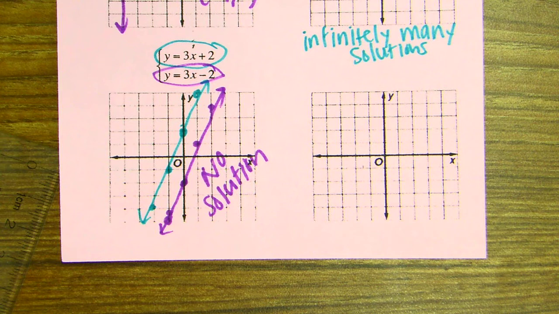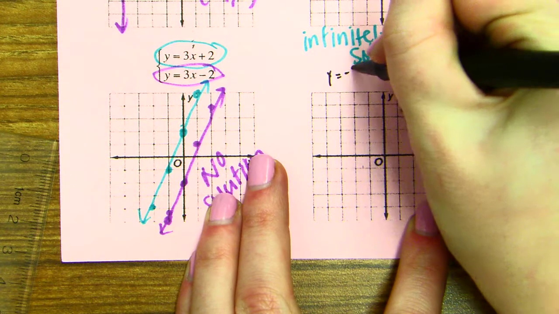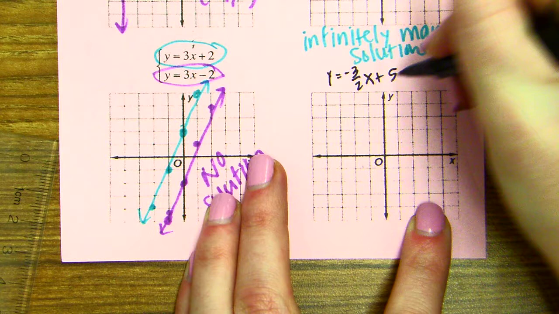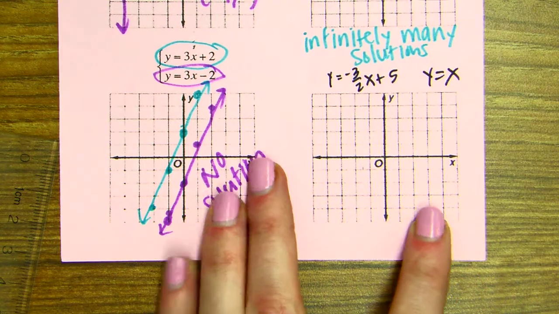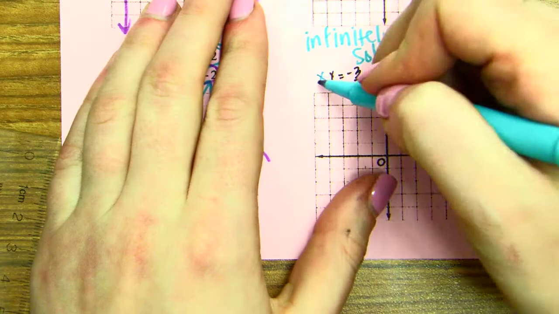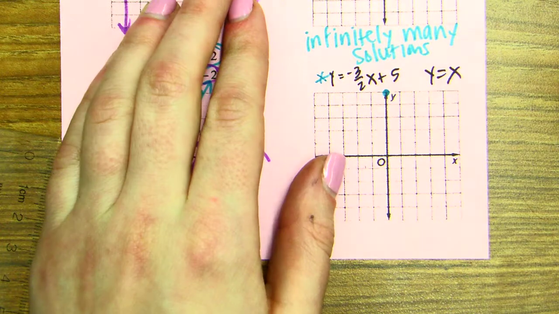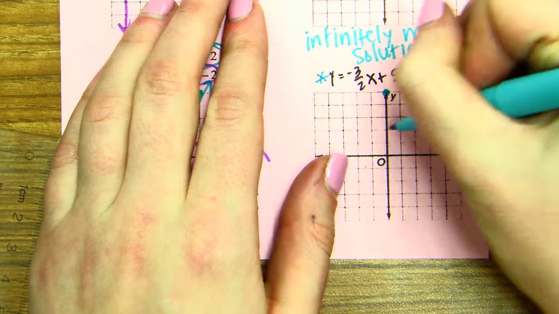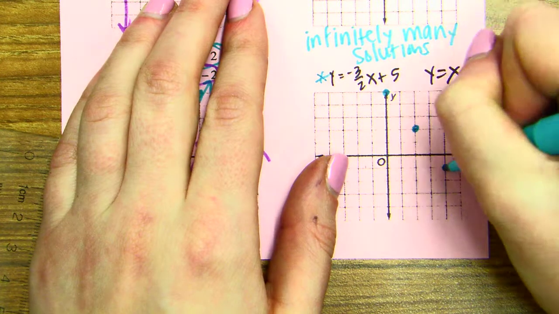Okay, last one, the equations didn't print. It's going to be y equals negative 3/2 x plus 5 and y equals x. So for this first one, the y-intercept is 5, the slope is negative 3/2. So I'm going to go down 3/2, down 3 to the right 2.